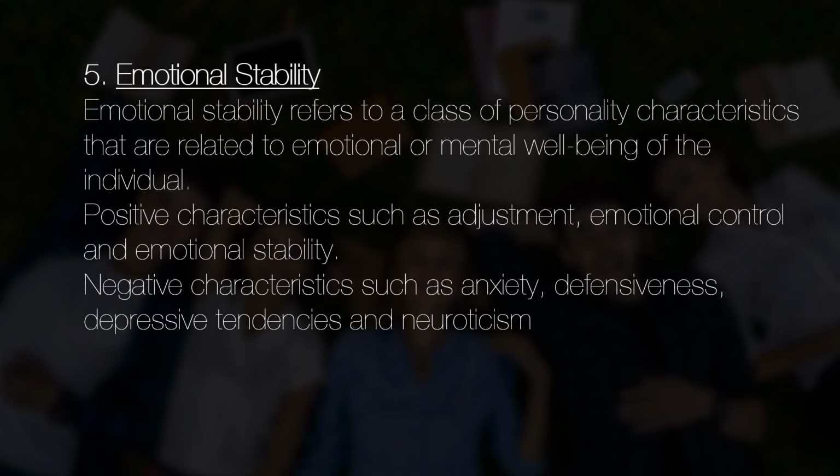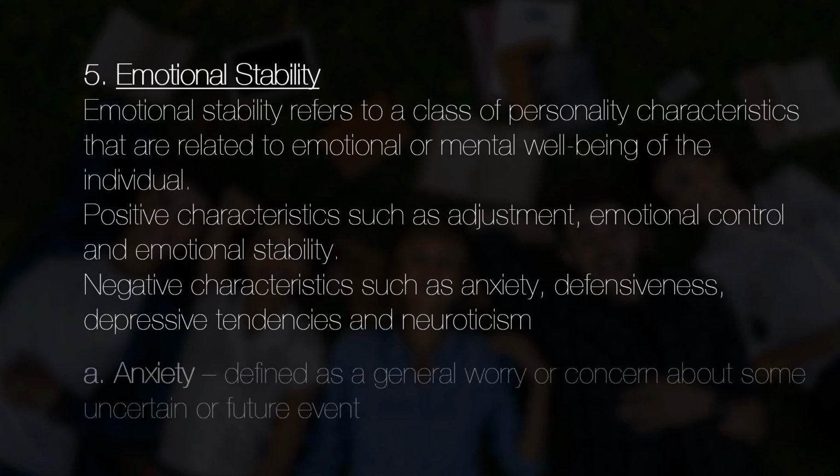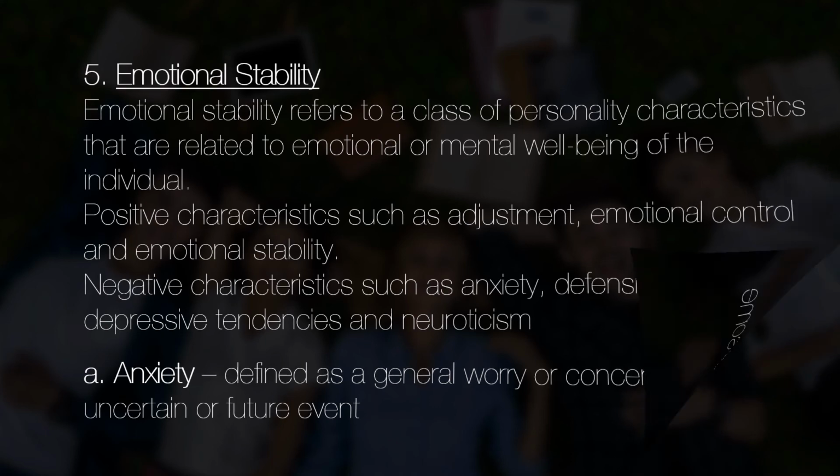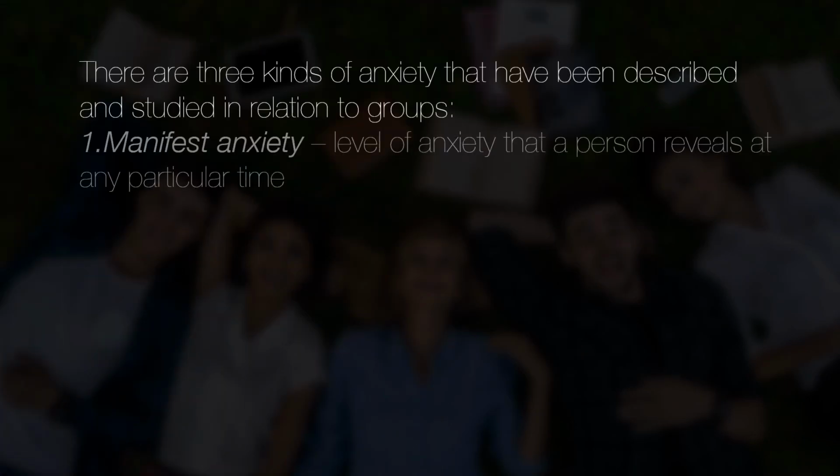And we have two emotional stability. First one is anxiety and adjustment. Ayan. And there are three kinds of anxiety that have been described and studied in relation to groups. First one is manifest anxiety. Manifest anxiety is the level of anxiety that a person reveals at any particular time.